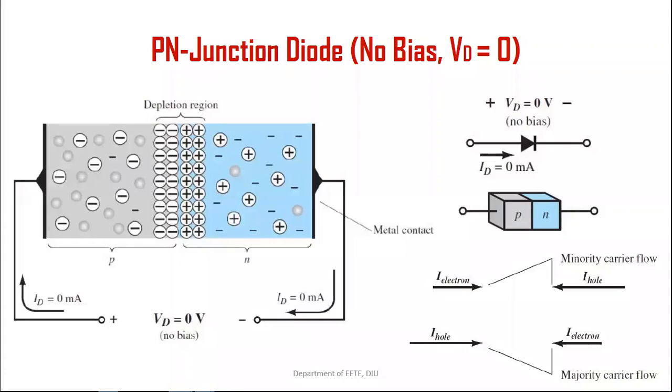So a small amount of majority carrier will flow at first, before the depletion region is formed. That current is known as diffusion current. So this is for majority carriers.